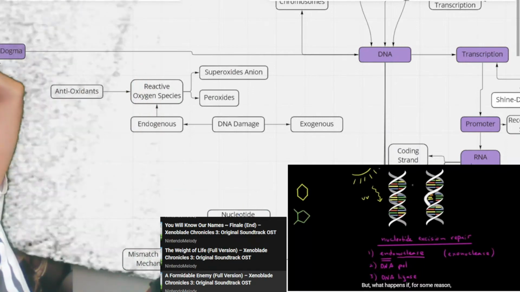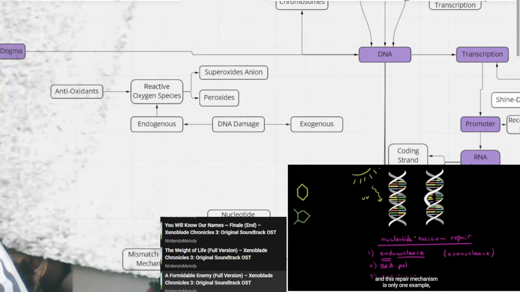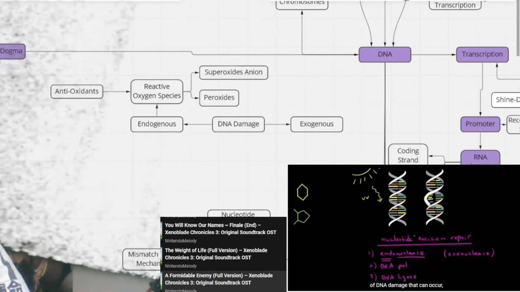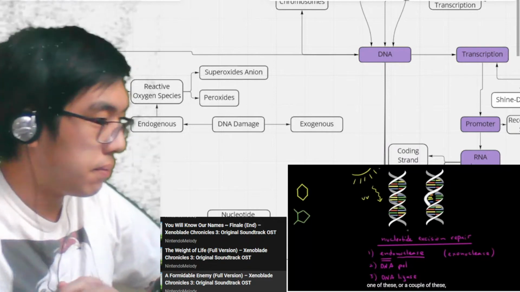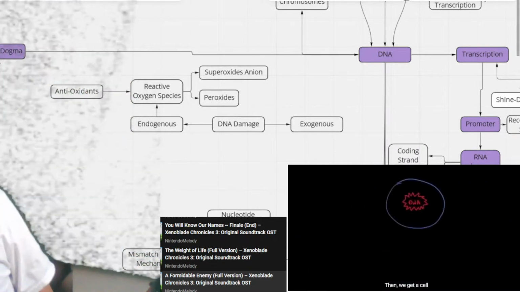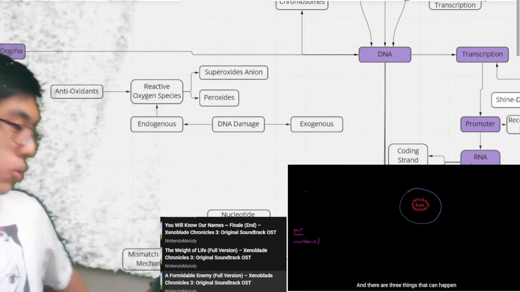But what happens if for some reason the nucleotide excision repair is not working properly? And this repair mechanism is only one example. There are many different types of DNA damage that can occur, and many different types of repair mechanisms. What happens if for some reason one of these or a couple of these are not working properly? Then we get a cell that has a lot of damaged DNA. And there are three things that can happen to a cell like this.